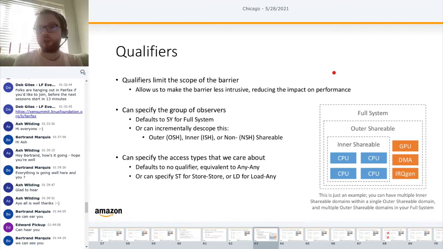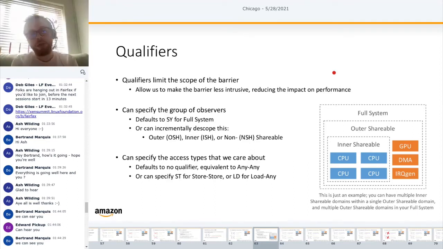Your outer shareable domain is a superset of that, so it'll contain one or more inner shareable domains, and that'll have the devices and peripherals pertinent to those CPUs as well. So we've got an example here of maybe a GPU, a DMA, and your GIC or some other IRQ generator. Okay. So by default, your barrier is going to apply to the whole system. But we can incrementally descope this using OSH to make it just the outer shareable domain, ISH to make it the inner shareable domain, or NSH if I'm saying this CPU, this observer, is the only one that's ever going to use this data. Okay, so that's if you're just sharing between threads on the same CPU.